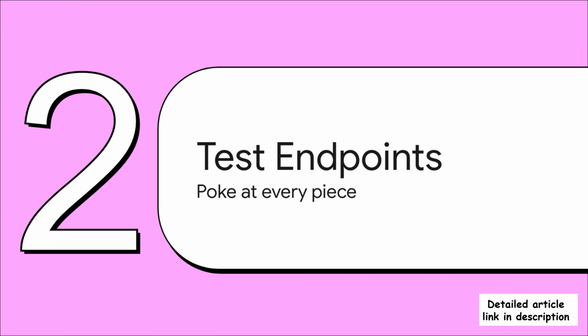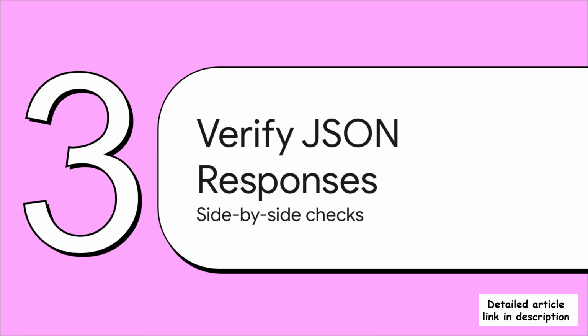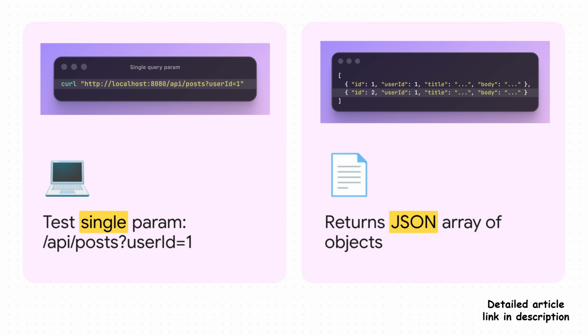Section 2. Testing endpoints with curl. Section 3. Verifying the JSON responses. All right, let's look at our first test. We're firing off a curl command to localhost:8080/api/posts with the userId query parameter set to 1. And, exactly as we expected, we get a JSON array back containing those specific post objects where the userId is exactly 1.